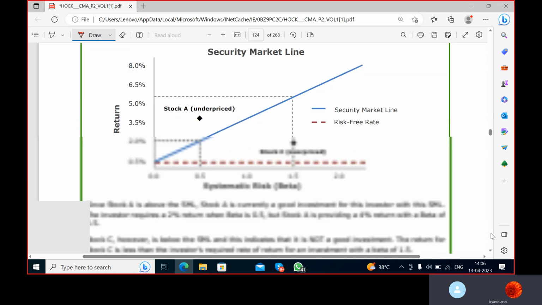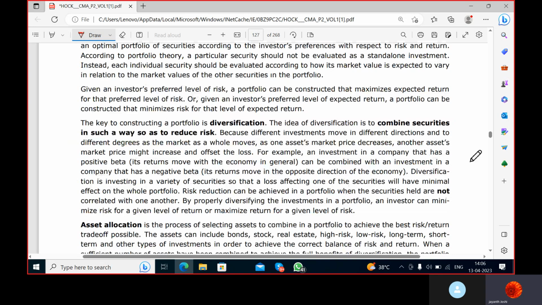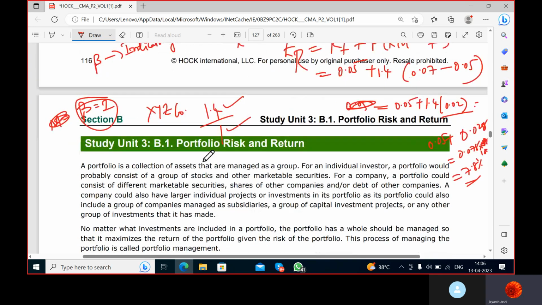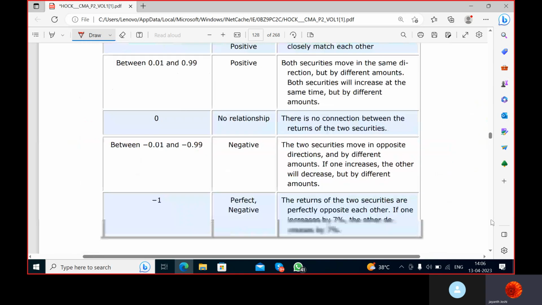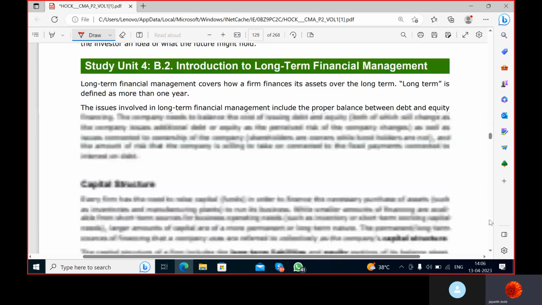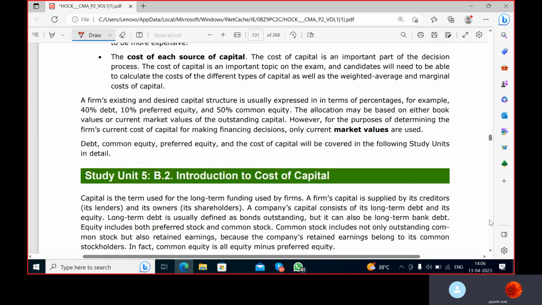Next class will be the final class for risk and return, because you can see here portfolio theory is going to start. The next topic is going to start. This is the last topic. Risk and return will be done in the next class, and I'll immediately jump into it.